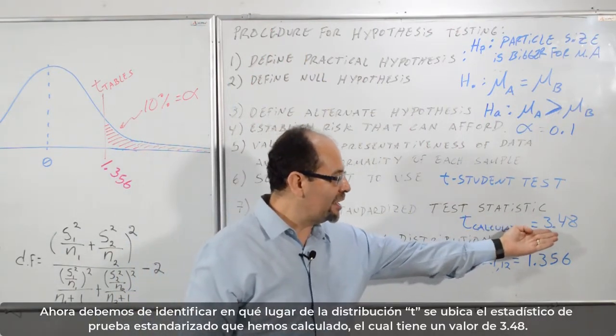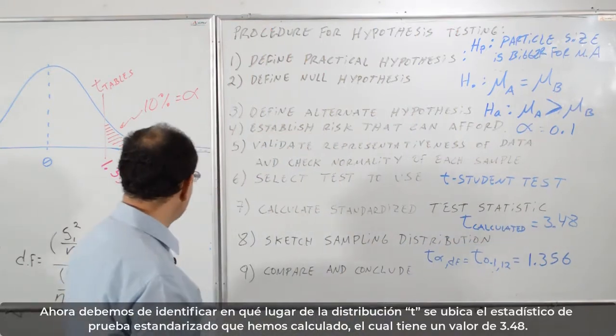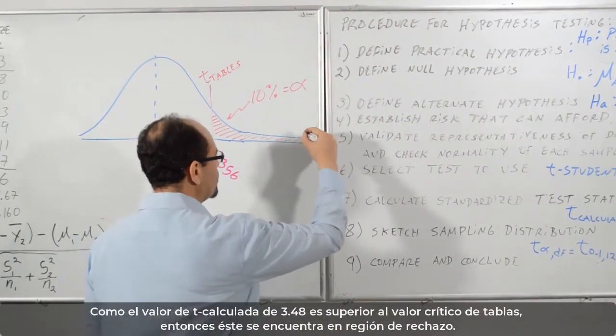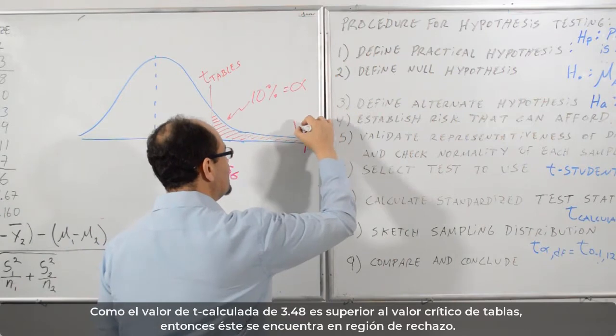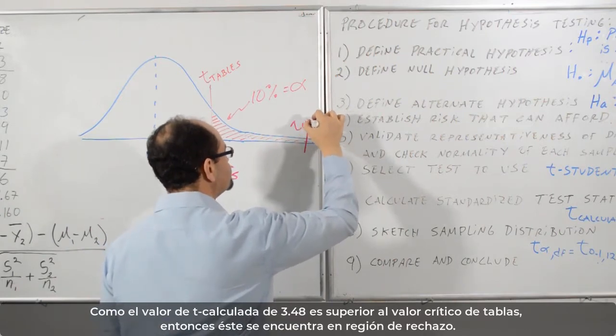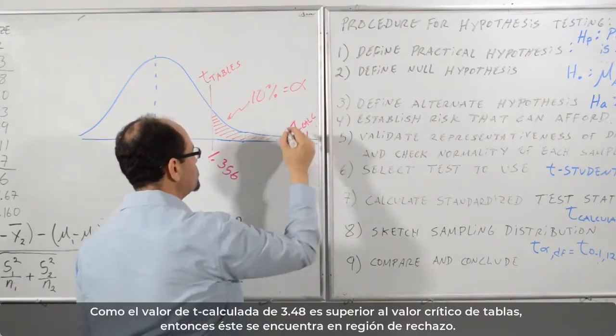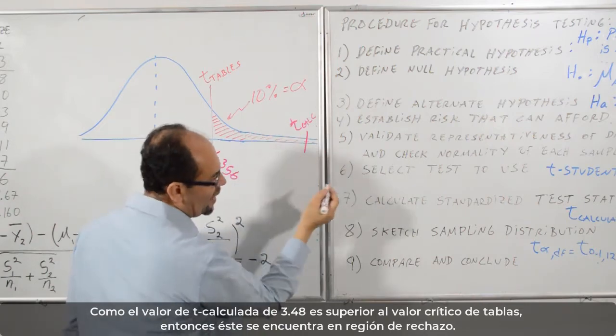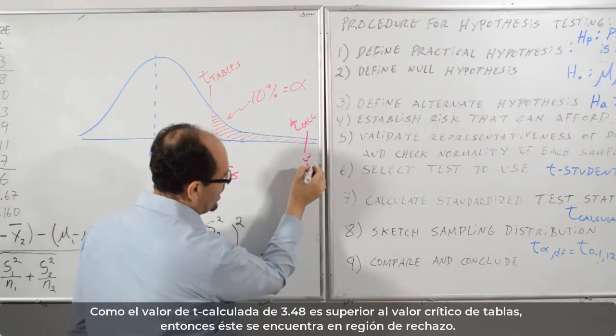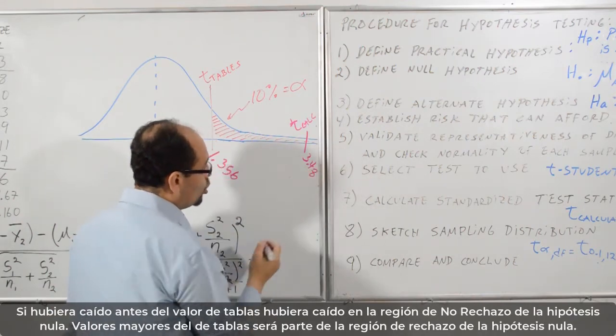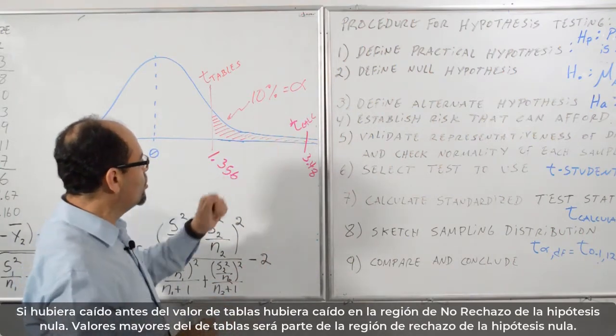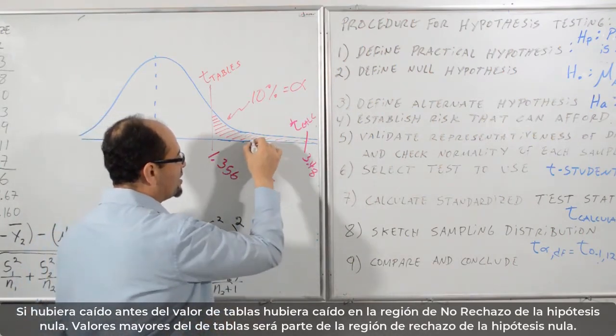Now I have to identify where the standardized test statistic will be in terms of the distribution. So the t calculated is 3.48, which is, let's say, t calculated, not t of tables, having that value, 3.48. So the conclusion will be the same. This value is in the reject area.